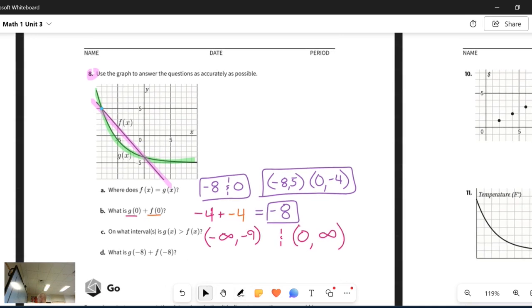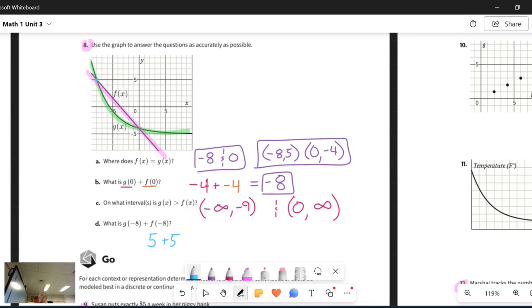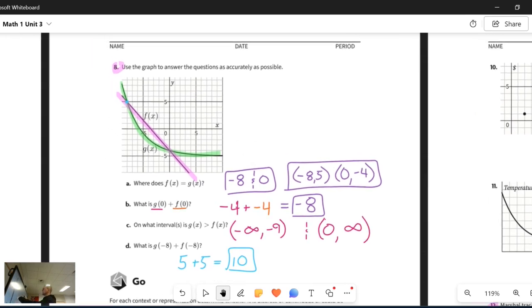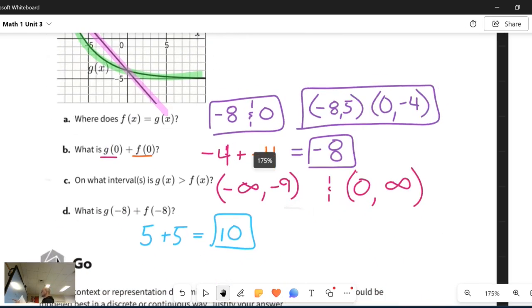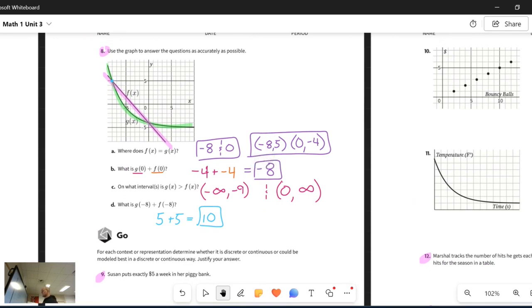What's the y value there? At that point, the y value for both of them is going to be 5. So 5 plus 5 is going to end up being equal to 10. That's kind of difficult to show here, but remember, when x is equal to -8, both of their corresponding y values are 5. So we're looking at 5 plus 5, which is that baby blue dot. Then we just add those together to get 10. And just like problem B, that has nothing to do with any points, so we just write that as one number.